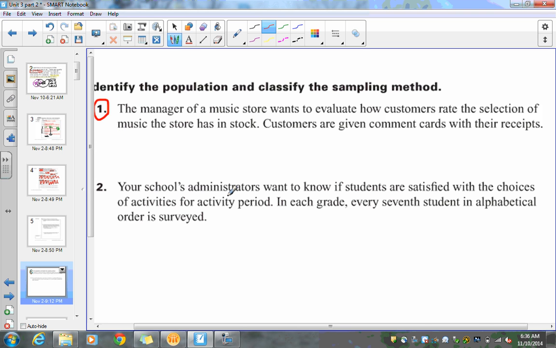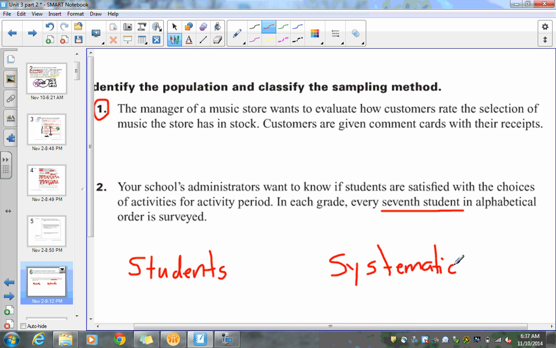Your school's administrators want to know if students are satisfied with choices of activities for activity period in each grade. Every seventh student in alphabetical order is surveyed. Well, first off, what is the population that we're trying to identify? That would be, once again, the students. Apparently, the authors of this book like to use students as their example here. Now, it says every seventh person. So once again, you're applying a rule, and if you're applying a rule, it's going to be systematic.